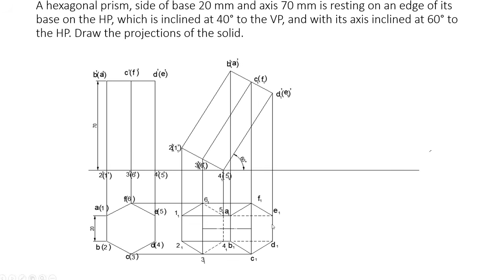Now here one thing which you want to understand is that, see here, since the object is resting on the base edge, that base edge is 4 dash 5 dash, or here it is 4 1 dash 5 1 dash. Now some points will be invisible here. So how to find the invisible points? Or some edges will be invisible. How to find those invisible edges?